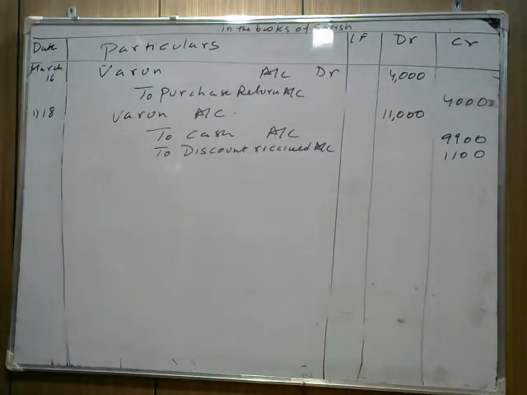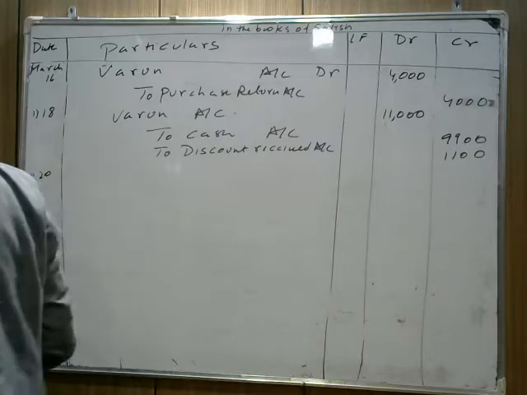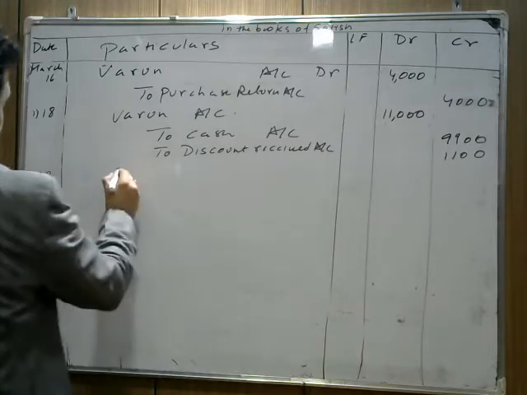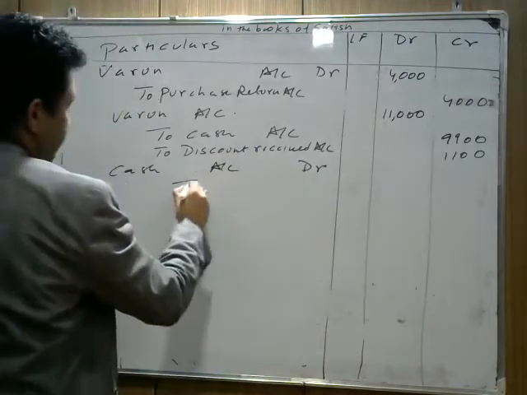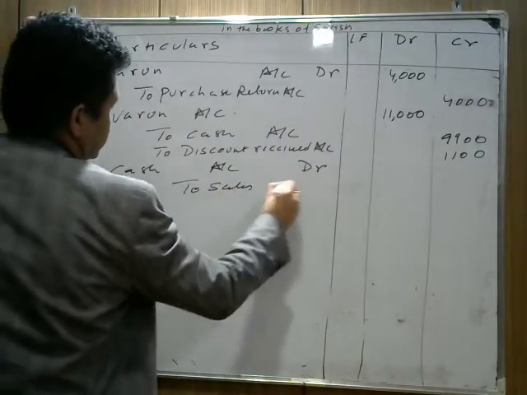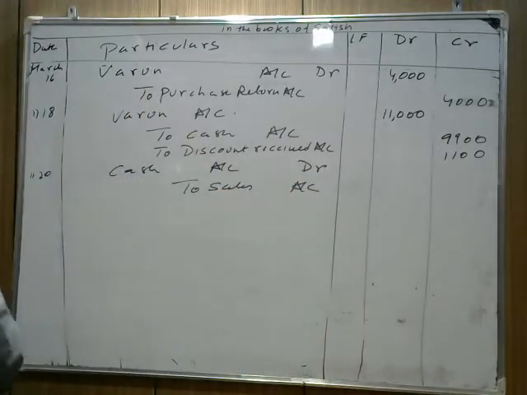Okay. Next is on March 20th. It's mentioned here: sold goods for cash. We write here cash account debit to sales account. We sold goods for cash, so cash account debit to sales account 20,000.